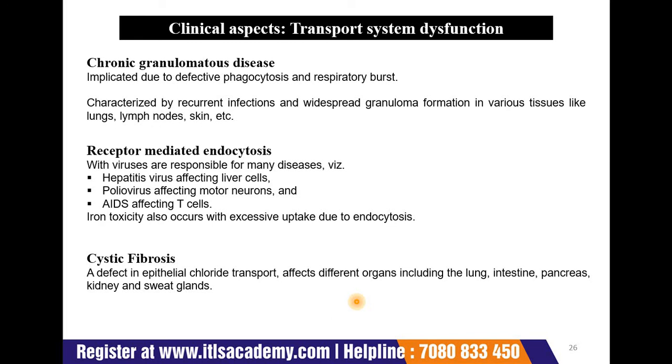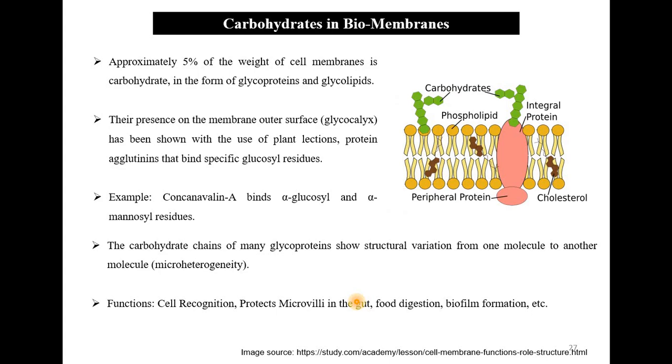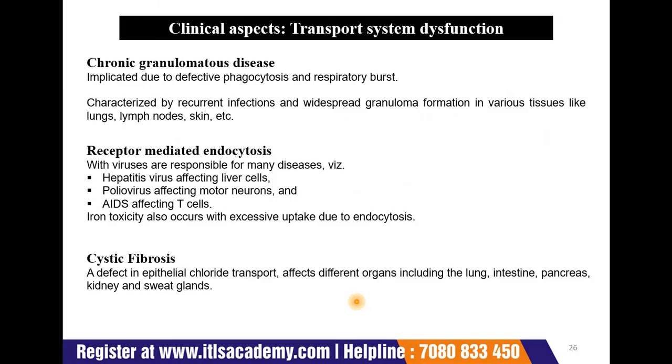There is a defect in epithelial chloride transport which affects different organs including the lung, intestine, pancreas, kidney, and the sweat glands. This is basically a recessive genetic disorder. There is chronic bacterial infection of the respiratory tract and sinuses. There is a protein called CFTR, which is a cyclic AMP dependent regulatory protein for the chloride channel. An abnormality happens in the membrane chloride permeability, which results in increased viscosity of most of the bodily secretions, which leads to this disorder.